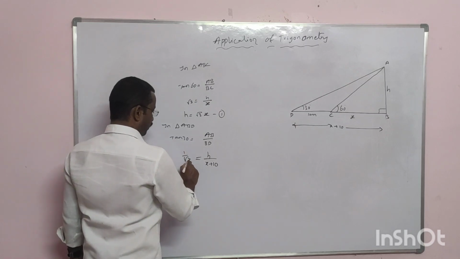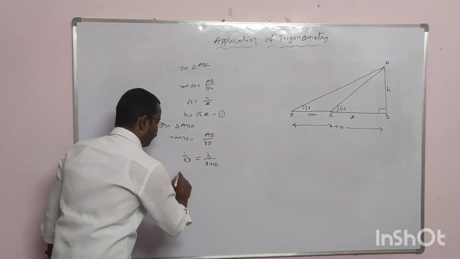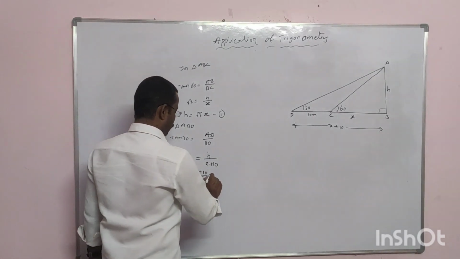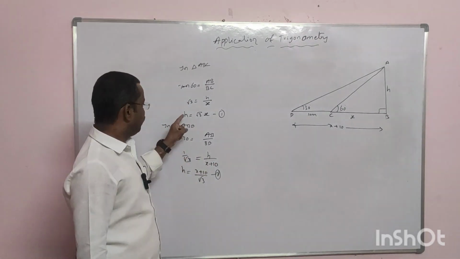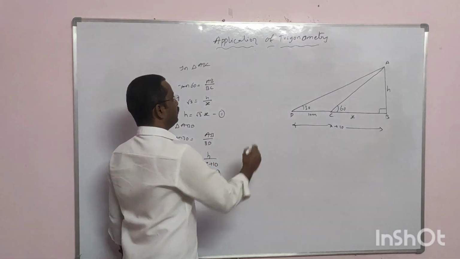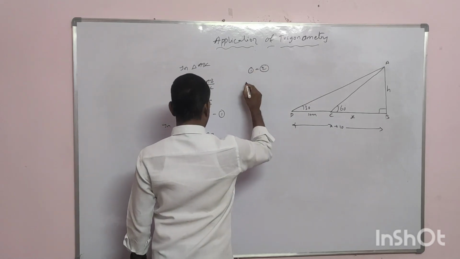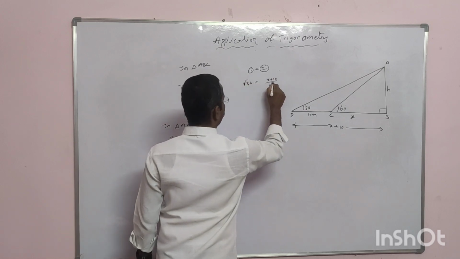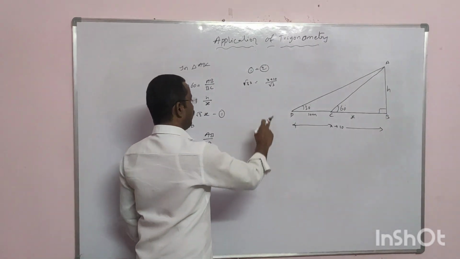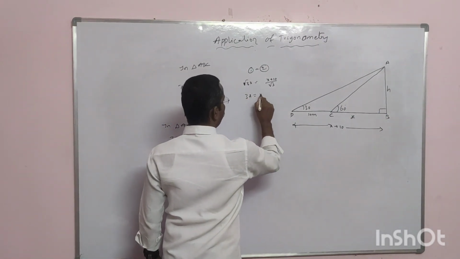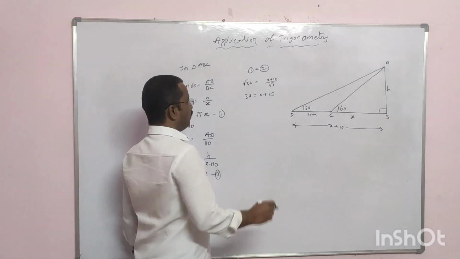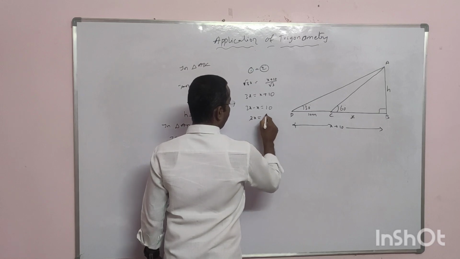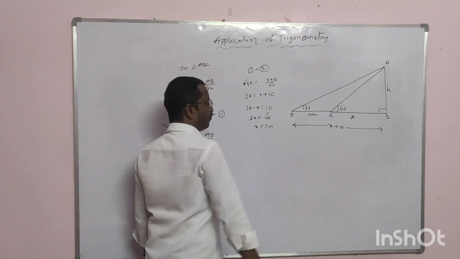Tan 30 value is 1 by root 3. Then H is equal to x plus 10 by root 3. This is number 2. This is also the height, it never changes. So 1 is equal to 2. That means root 3 x is equal to x plus 10 by root 3. Root 3 into root 3 is 3. 3x is equal to x plus 10. 3x minus x is equal to 10. 2x equals 10, so x equals 5 meters.